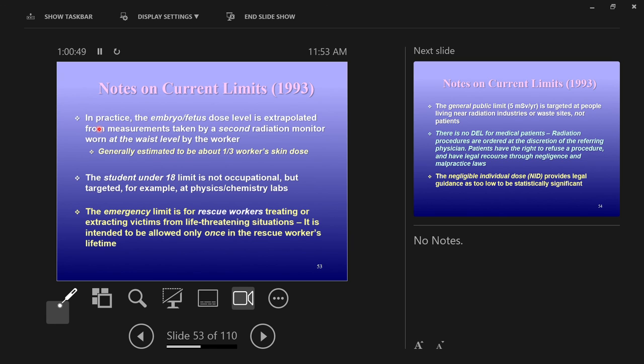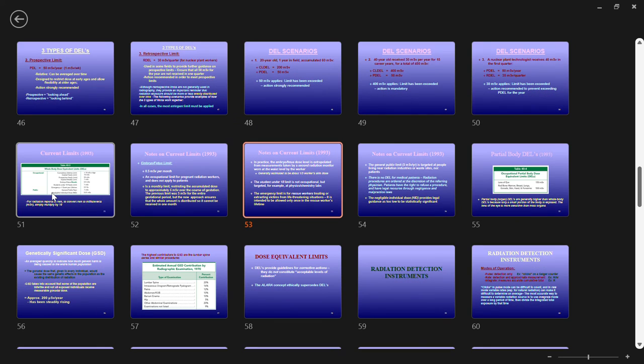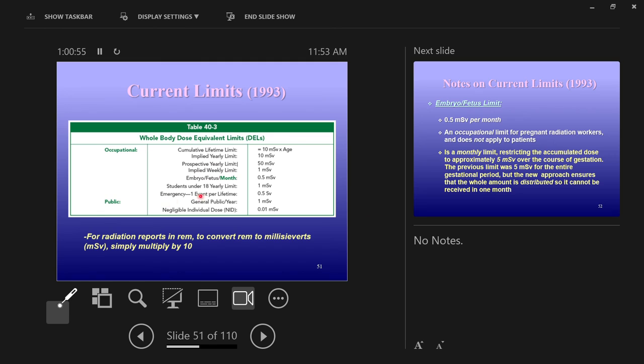There are others too. There are some emergency things and student things. So students under 18, if a high school student wants to participate in a physics laboratory at some college or something like that, there's a limit for students under 18. It's 1 millisievert per year. You notice ours is 50, right? So it's 50 times less for a student under 18.